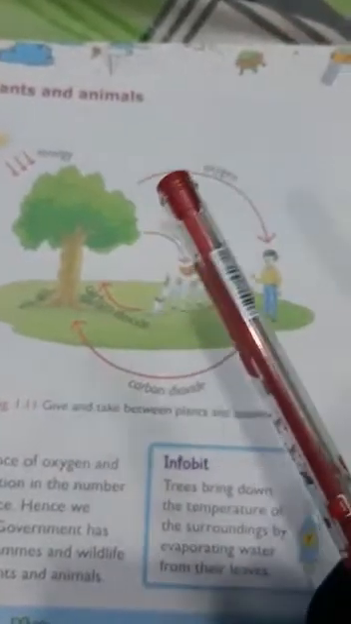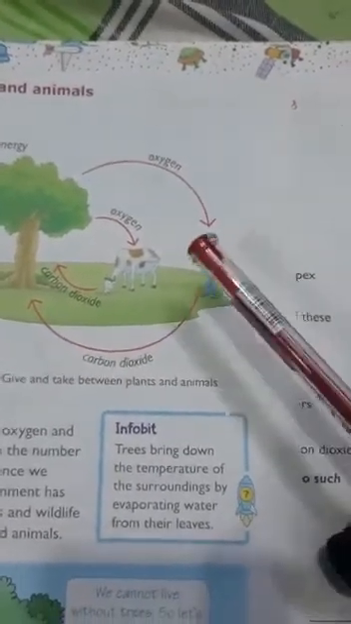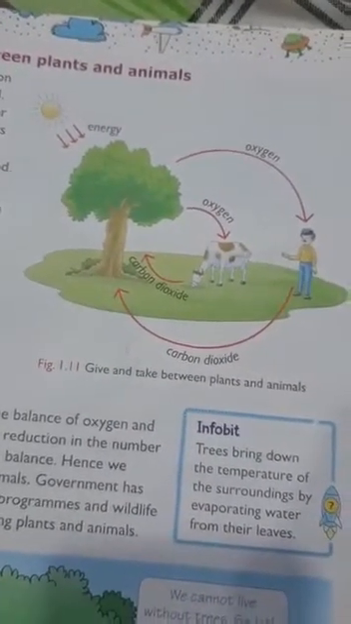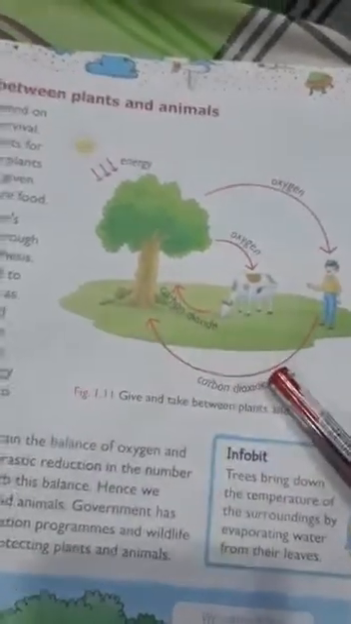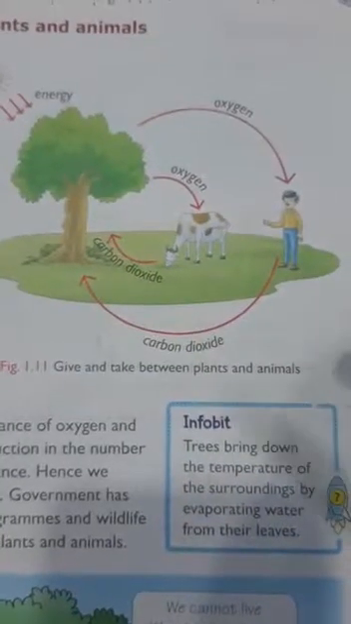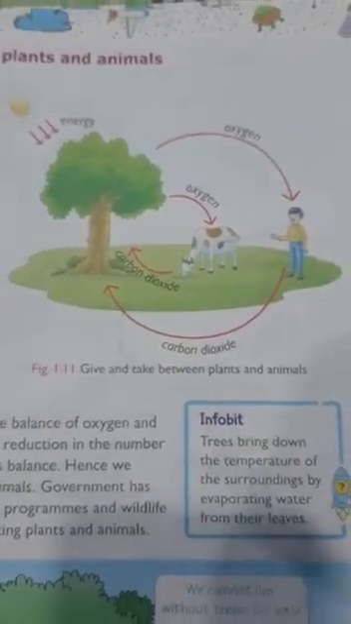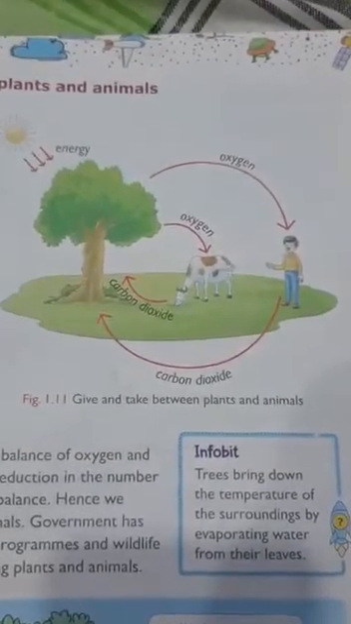Nowadays what we are doing is cutting all the trees. Destruction is going on, yes or no. So that's why the balance will be disturbed. Hence we need to protect both plants and animals. The government has started various forest conservation programs and wildlife protection programs for protecting plants and animals. Nowadays programs and schemes have been started, like Haritha Haram, where each one should plant at least one plant.